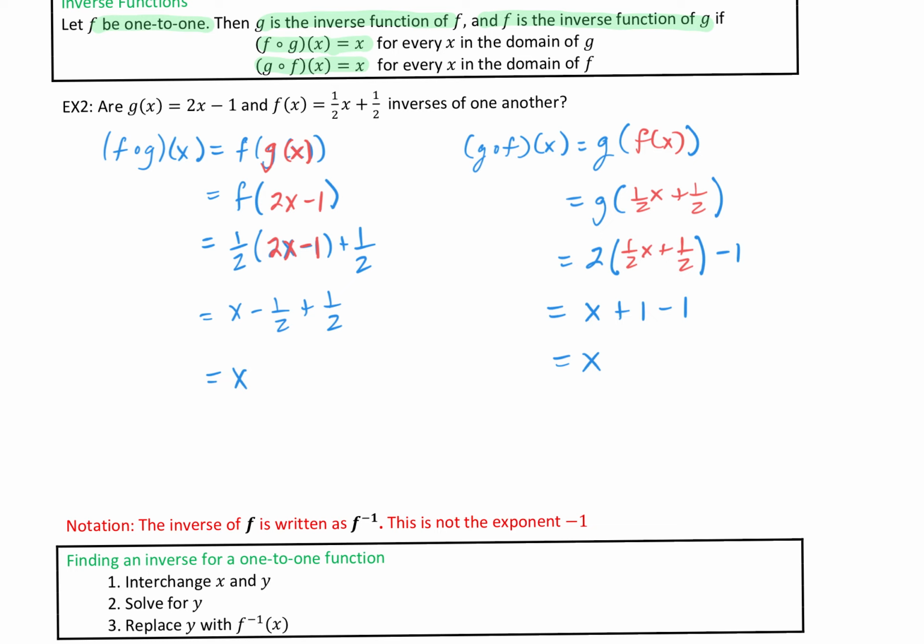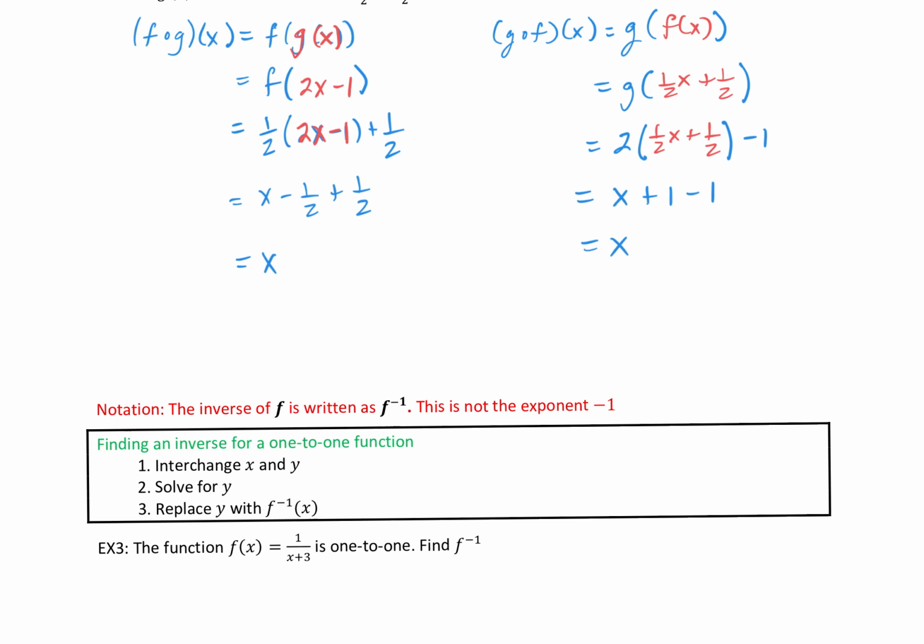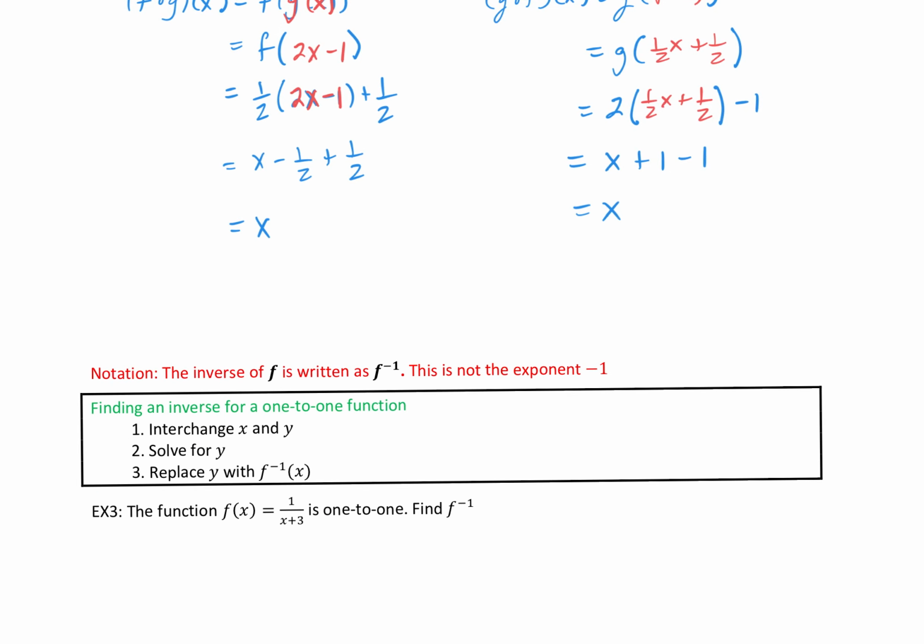And we're done. We composed in both directions. We put in an x, we got back an x. So yes, that would be my conclusion. Just showing this is not enough. You have to make a conclusion. So yes, they are inverses.